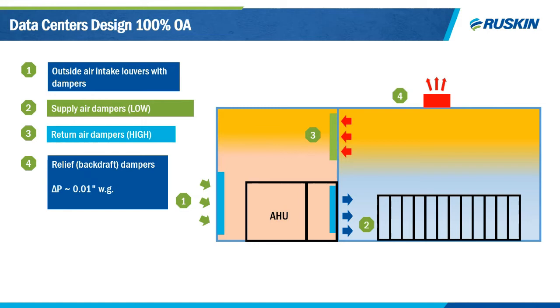So let's go back to the example of the 100% outside air. Your return is probably going to be closed. You're going to relieve that air out of the building, out of the data hall. So we're going to have a backdraft damper. These could be roof mounted. They could be mounted in the wall, or they could be mounted in the ceiling, and basically taking that air back and relieving it from the room.